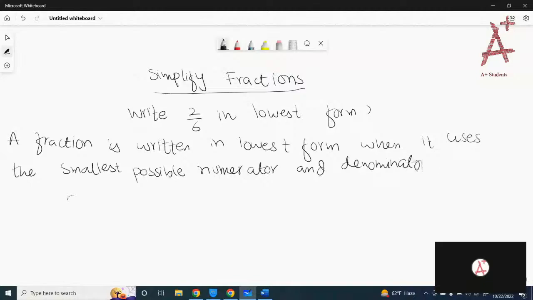Okay, so to put a fraction in lowest form, we have to find the largest number that can divide both numerator and denominator. Got it? You have to divide the numerator and denominator by that number. So what number divides 2 and 6? Yes, it is 2, the largest number. So 2 times 1 is 2 and 2 times 3 is 6. That means 2 by 6 is written in lowest form as 1 over 3. Got it?